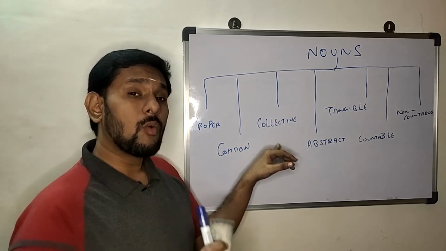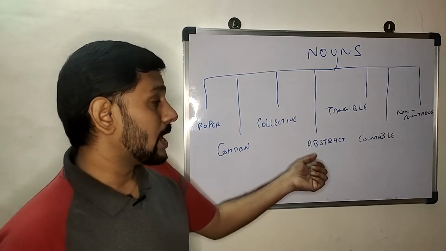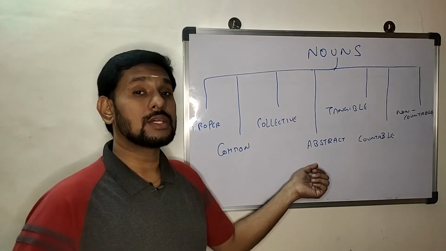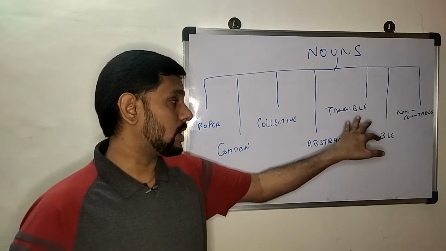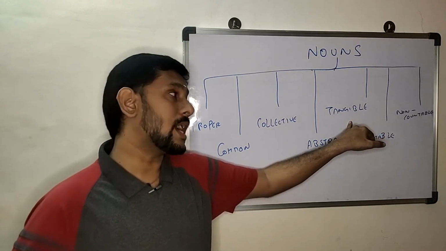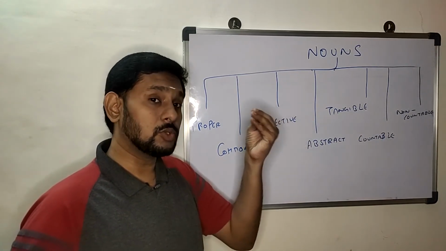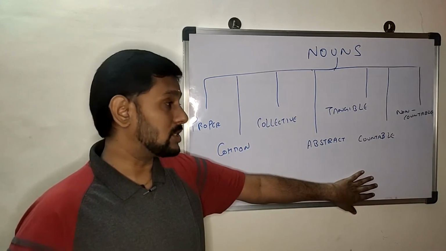Now, in collective, one noun identifies a group of nouns. That is how a collective noun works. Abstract, something that I can only feel, whereas I cannot touch it. The tangibility is not there. That is why it is called abstract, whereas the other one is tangible because you are able to touch and feel it, right? I'm able to use my sense of touch when it comes to tangible nouns. That is how it works out.